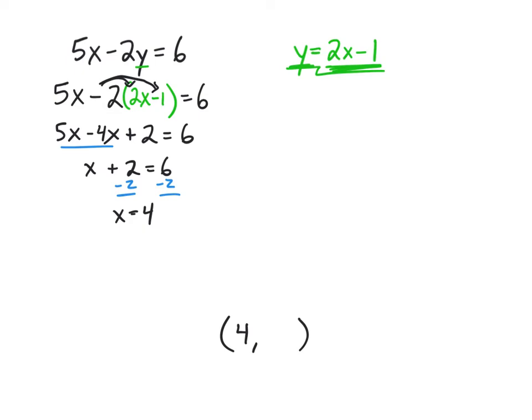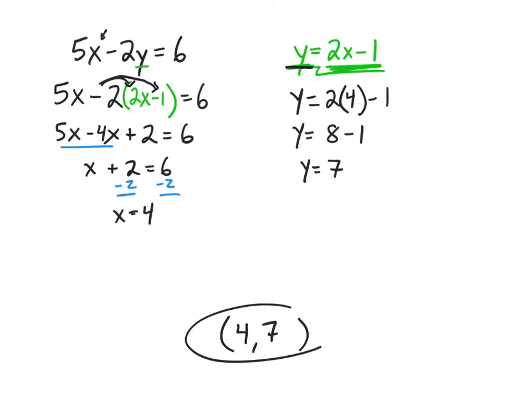I could plug the 4 back into this x up top here, but I promise it's going to be easier if you're trying to solve for y to just plug into the equation that has the y already by itself. For the x, I need to plug in the 4. I just solved for that. Y equals 8 minus 1. Y equals 7. There's my point of intersection.